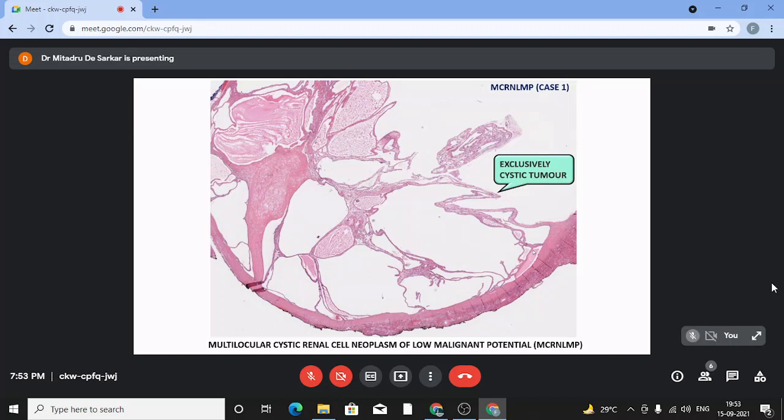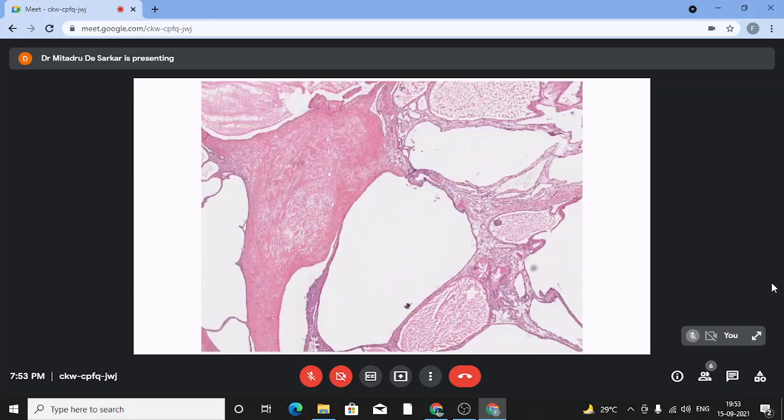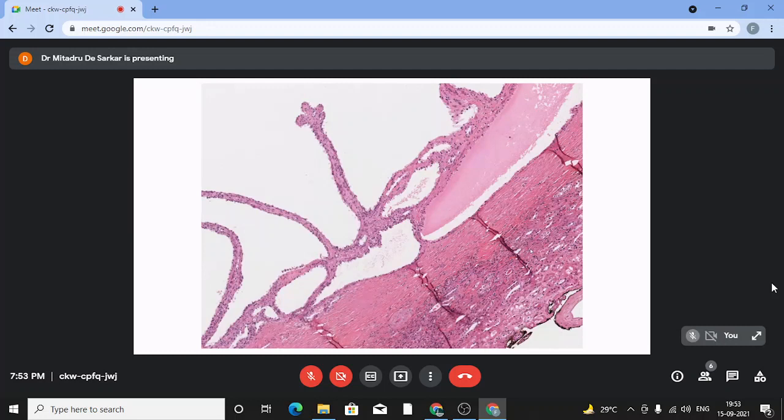Okay, so you have an exclusively cystic tumor which is comprised of multiple cysts of varying sizes. The wall of the cysts is lined by a thin layer of bland cuboidal.